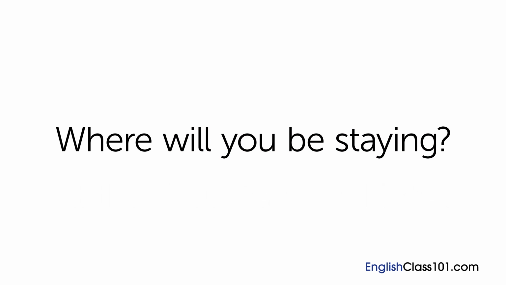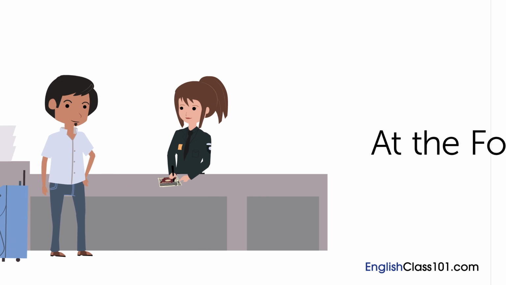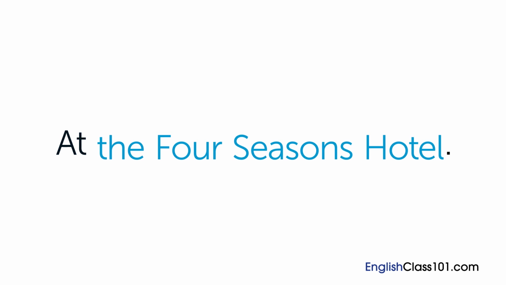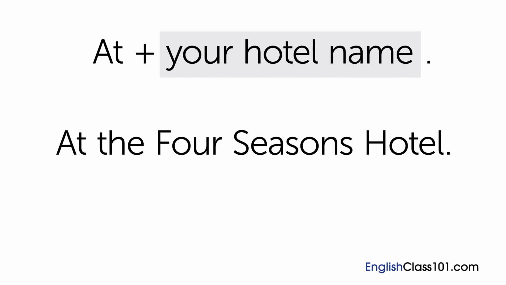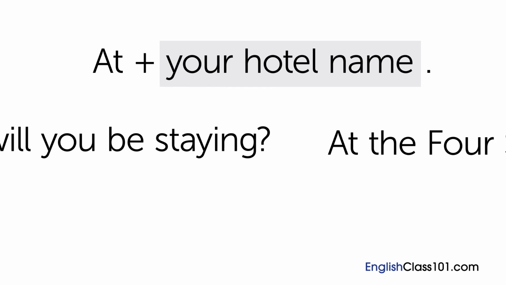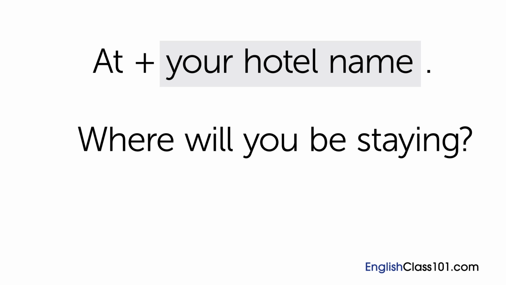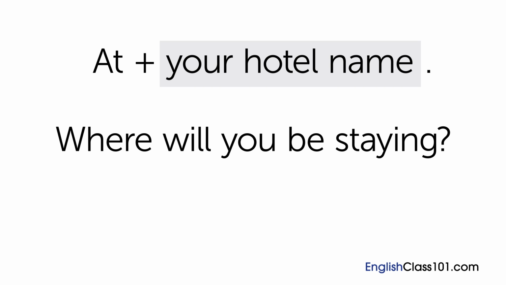In response, Gustavo gives the name of his hotel. At the Four Seasons Hotel. First is the word at, and after this is the name of the hotel. The Four Seasons Hotel. Together, it's, At the Four Seasons Hotel. The sentence structure to answer the question Where will you be staying? is at plus your hotel name. Imagine you'll be staying at the Plaza Hotel. Answer the question. Where will you be staying?